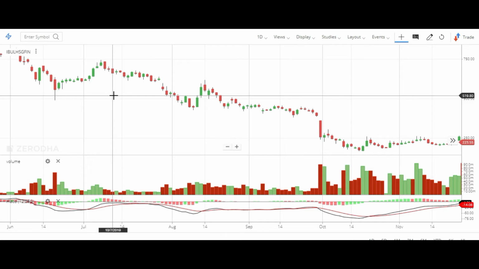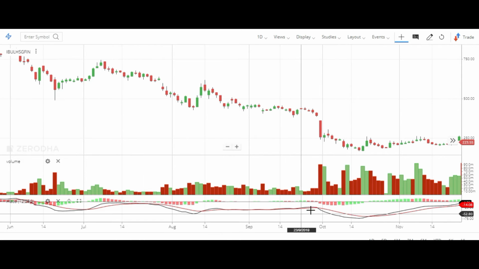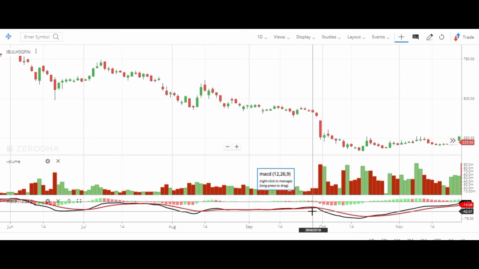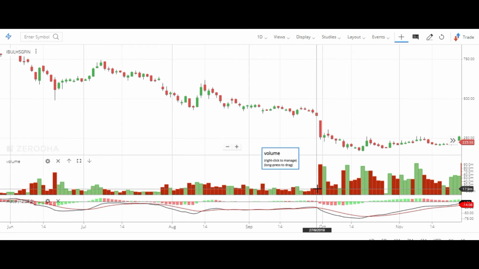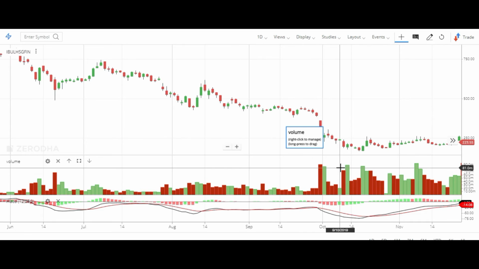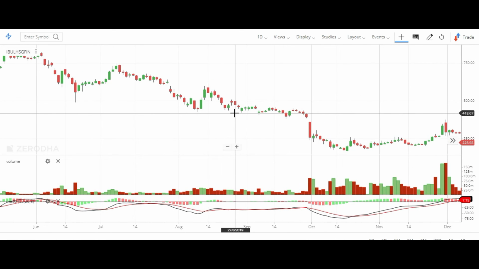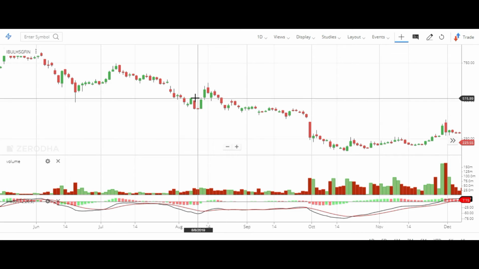Okay, so generally, if the signal line is going down and the MACD line is going up, we believe that it is a bullish signal. And on the contrary, if the signal line is going up and the MACD line is going down, it says downtrend, bearish trend, right? So that's the very simple logic of MACD. But do you think this actually works in the market? I hope you have this question in your head now. So it is very simple.